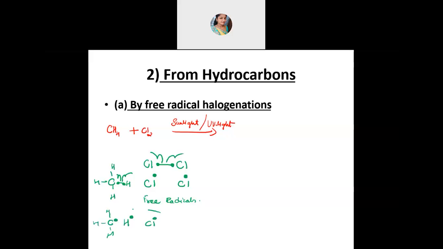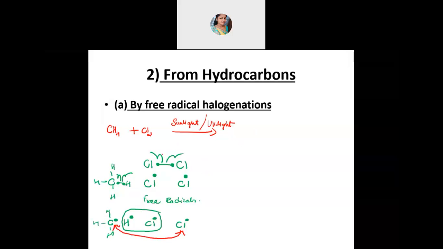These two will combine with one another, forming what? HCl. And there is another chloride radical. So that other chloride radical will combine with this carbon to form a bond. So what will be the product formed here? Understood what I did just now?